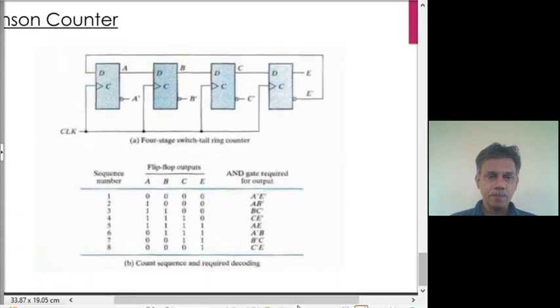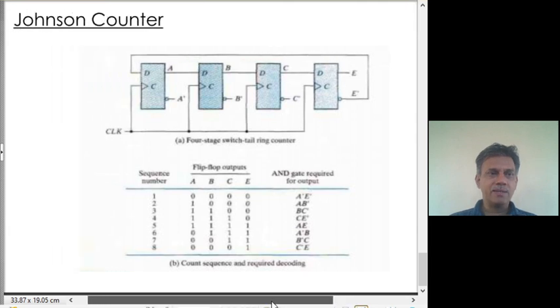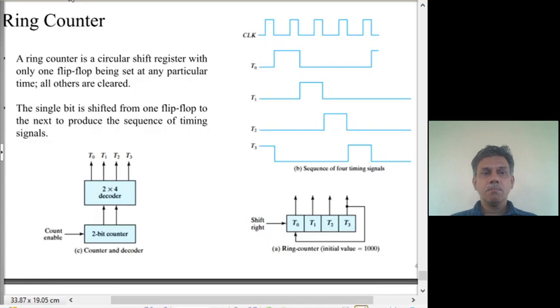Now we talk about the next category of circuits built using counters which are of much use in generating timing diagrams. Two such counters we will look at. One is the ring counter, another is the Johnson counter.